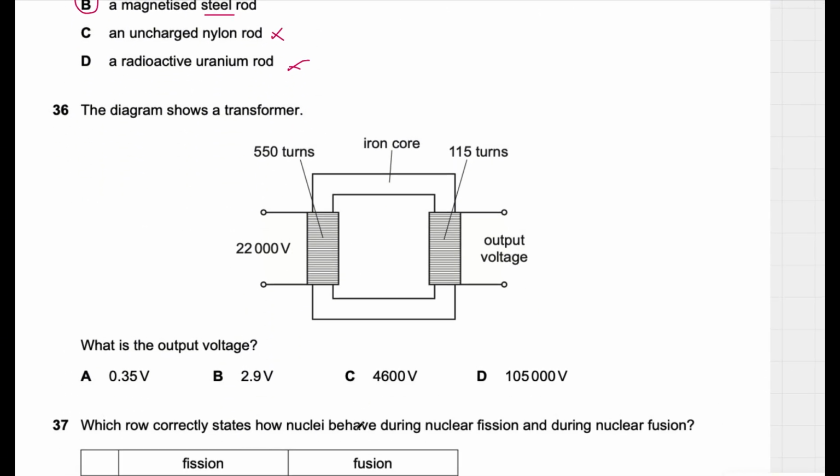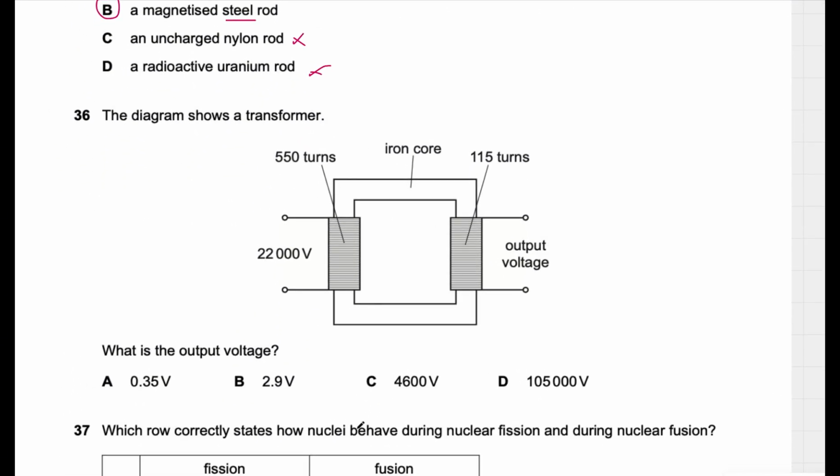Now we go to question 36. Question 36 says that the diagram shows a transformer, with the number of turns and voltage in the primary, and the turns in the secondary. Probably they want us to find the voltage in the secondary. So voltage in secondary over number of turns in secondary is equal to voltage in primary over number of turns in primary. It doesn't matter which one you write first.